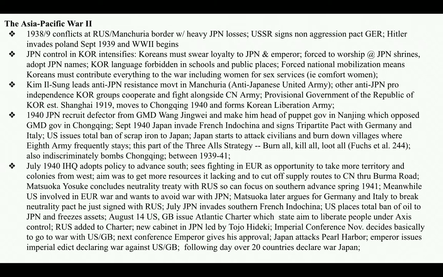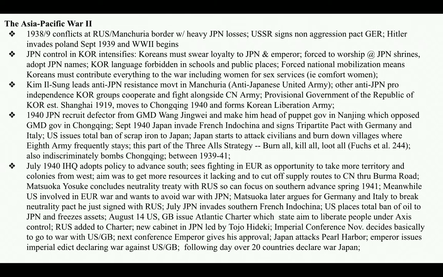The Korean resistance movement continued. Kim Il-sung, later first leader of North Korea, led the anti-Japanese resistance movement in Manchuria, the anti-Japanese United Army. There were other anti-Japanese pro-independence Korean groups as well who cooperated and fought alongside the Chinese army. The Provisional Government of the Republic of Korea was established in Shanghai in 1919, and it moved to Chongqing in 1940 and formed the Korean Liberation Army.